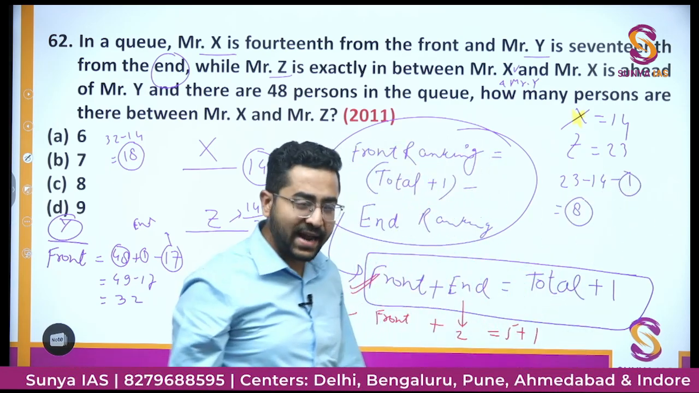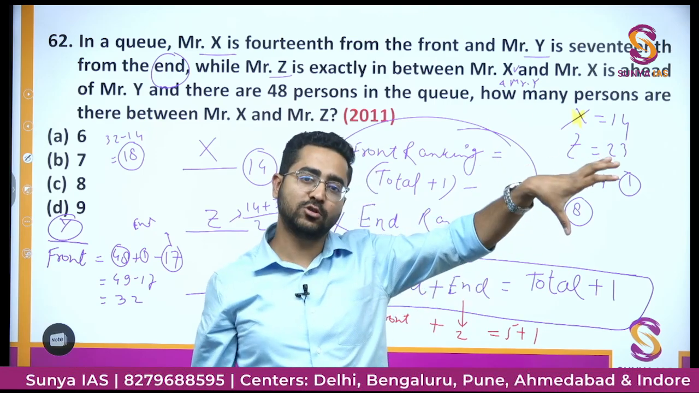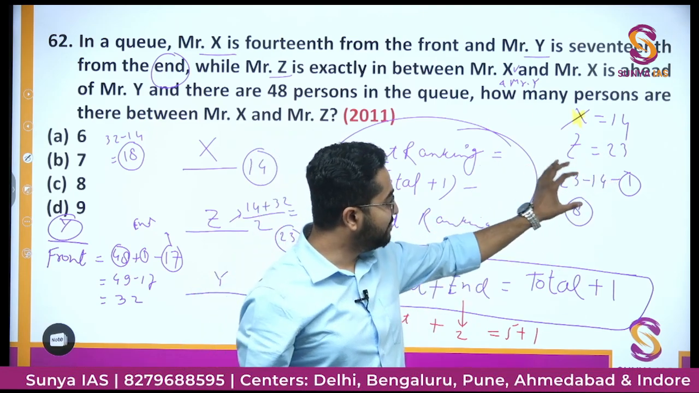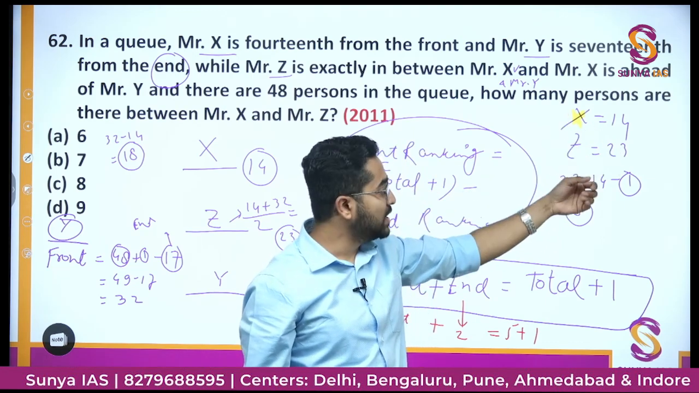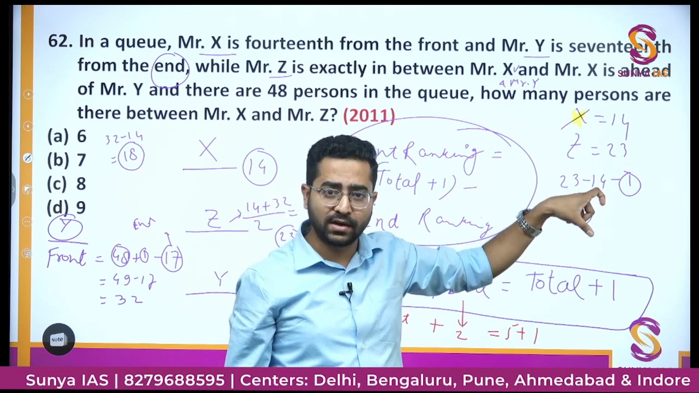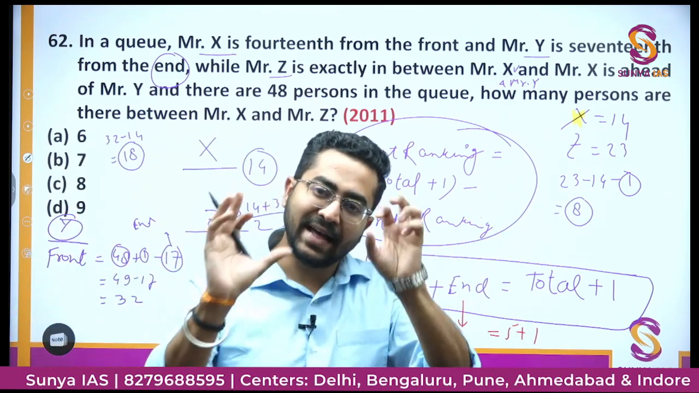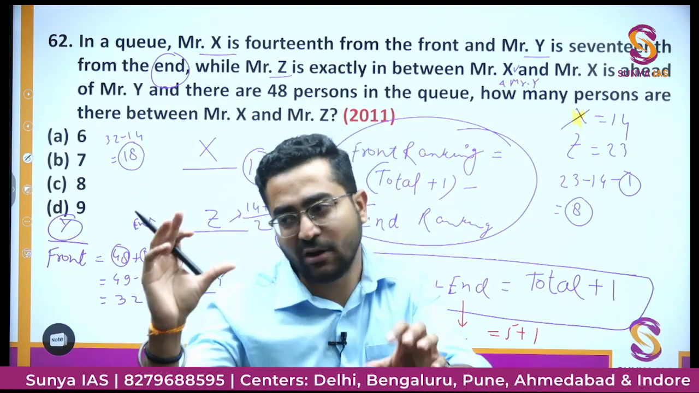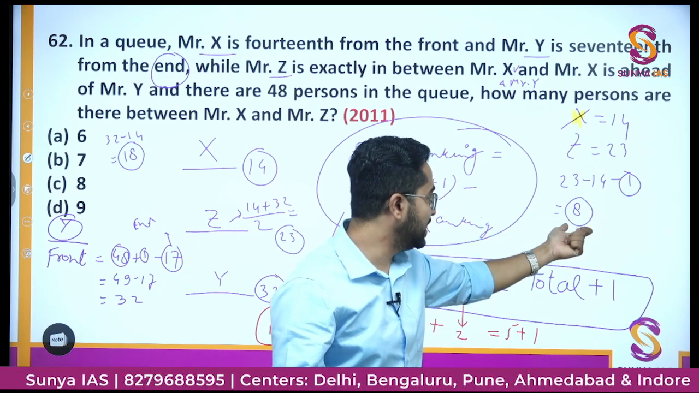Because when we subtract 23 minus 14, then the 23rd will also be counted. That is Z. When we subtract these two, Z and X, 23 minus 14, then the student Z will also be counted. But it is asking the number of students between X and Z, so only the ones between, not Z and X. So Z is counted extra. That is why we did minus 1, that is 8.